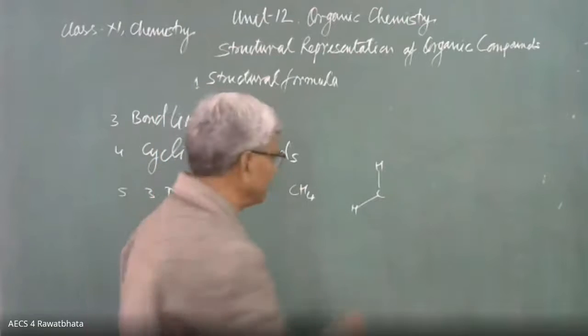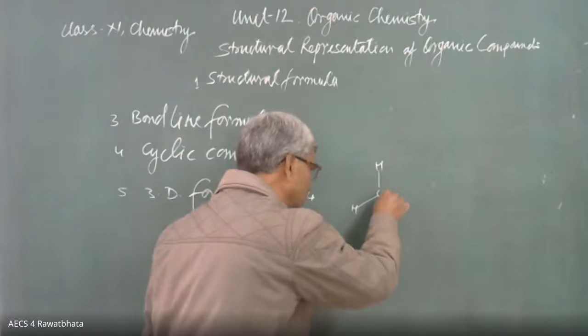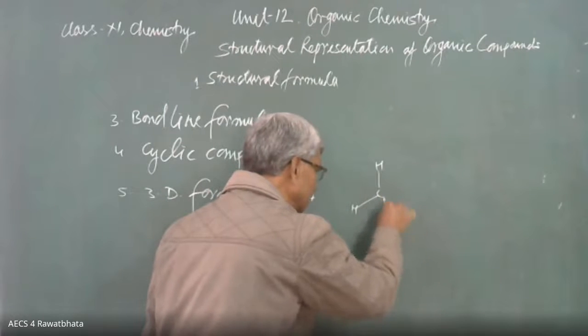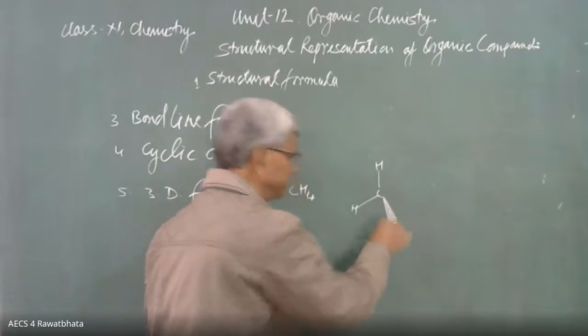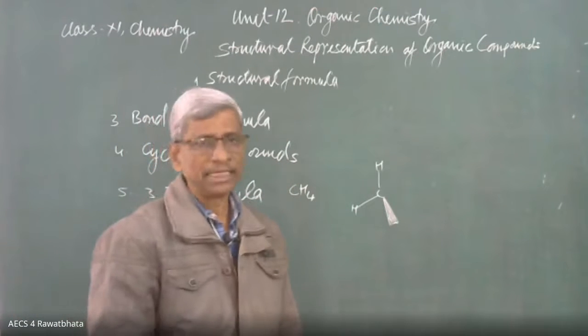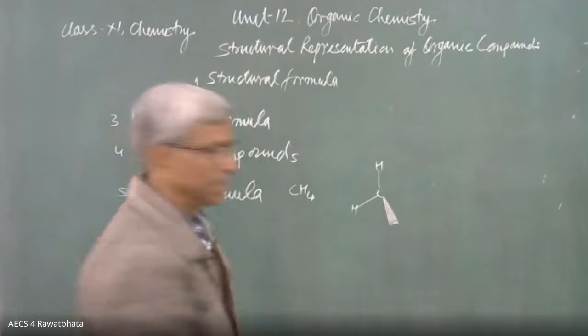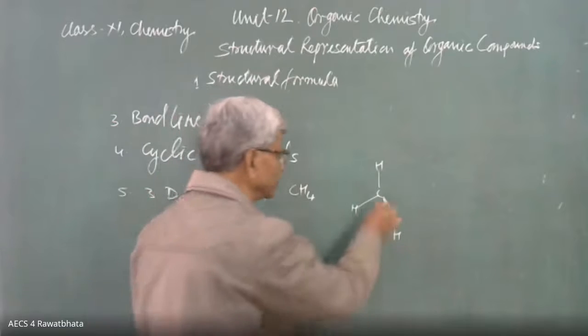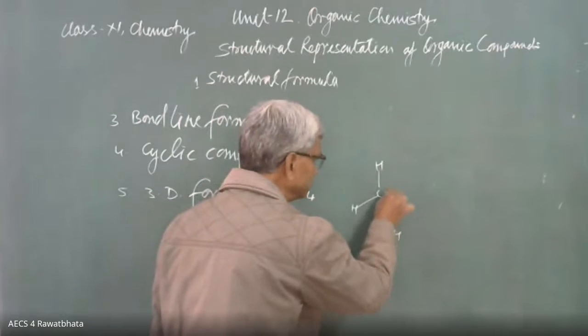Okay. One hydrogen is inclined above the plane. It is represented by a solid wedge. This is called a solid wedge. It is facing us. It is facing the viewer. This is the third hydrogen, and another hydrogen is inclined below the plane.